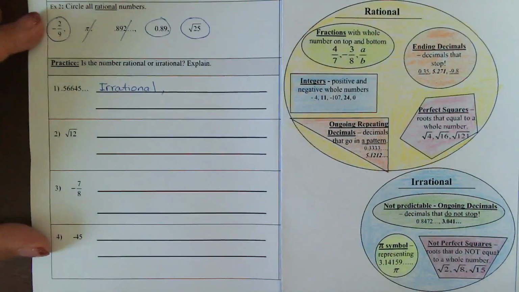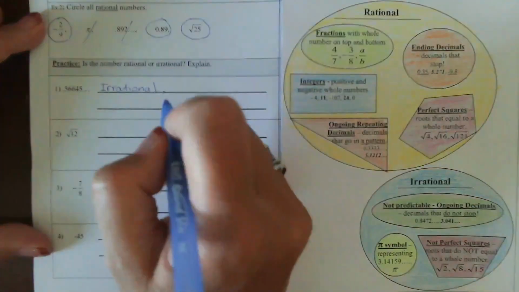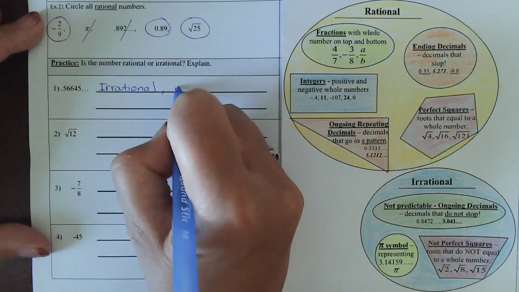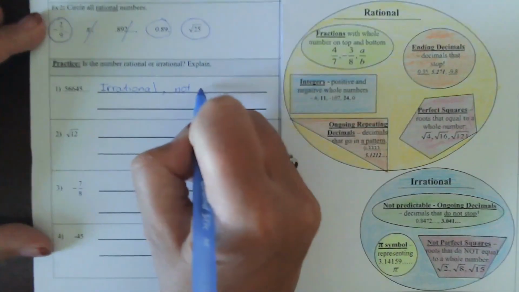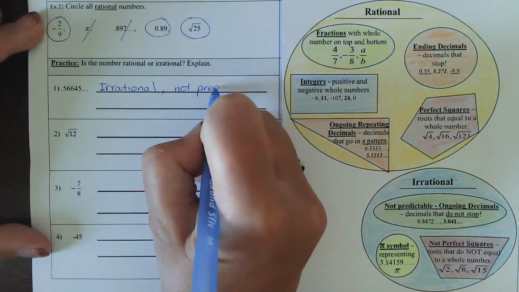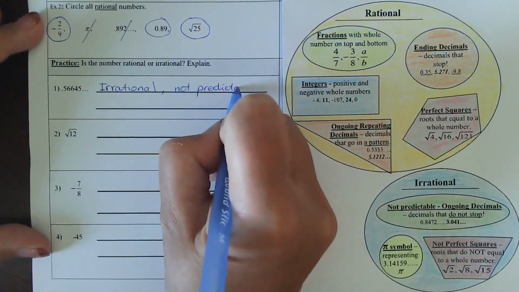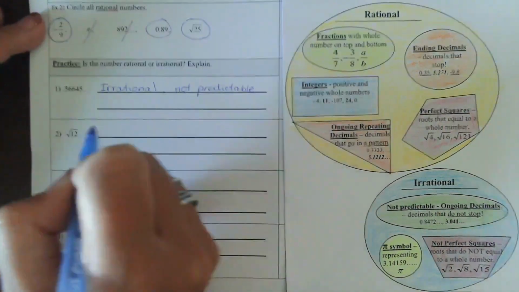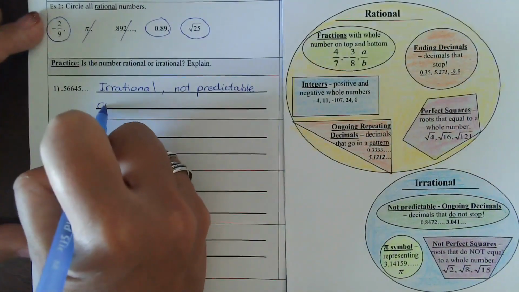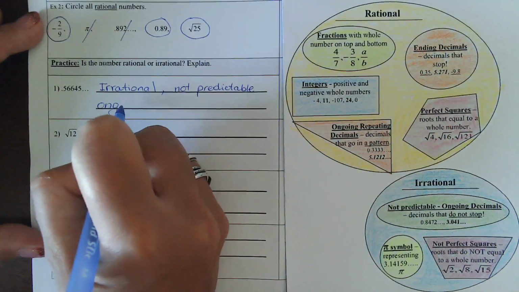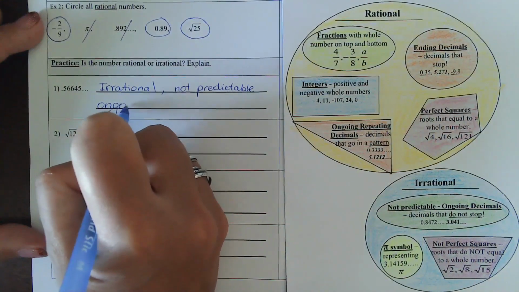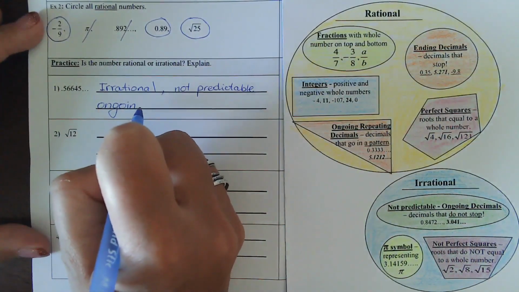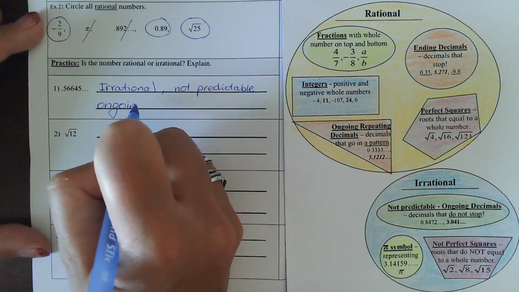And it is an irrational number because it's an ongoing, not predictable decimal. Ongoing means keeps going forever. Not predictable means no pattern.